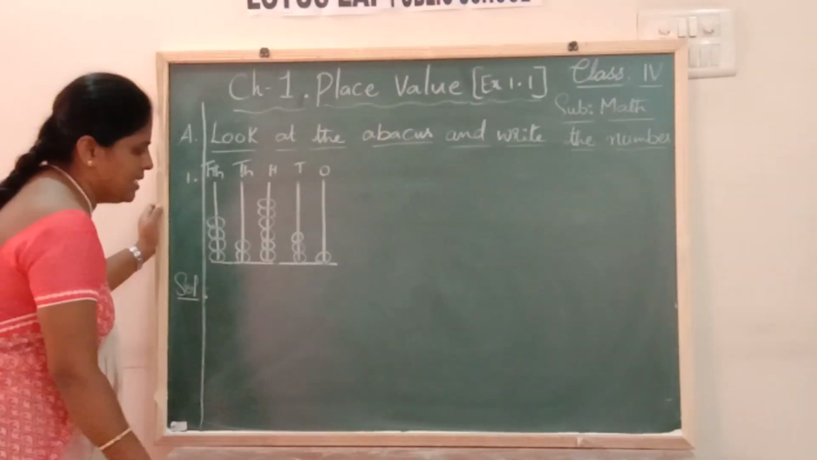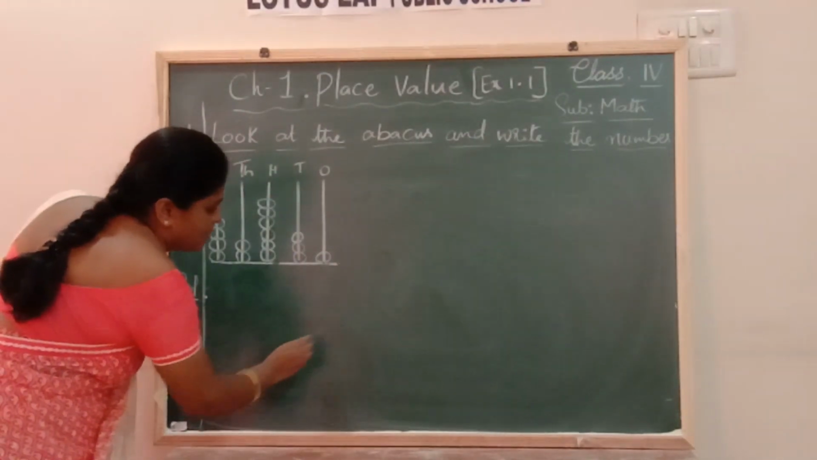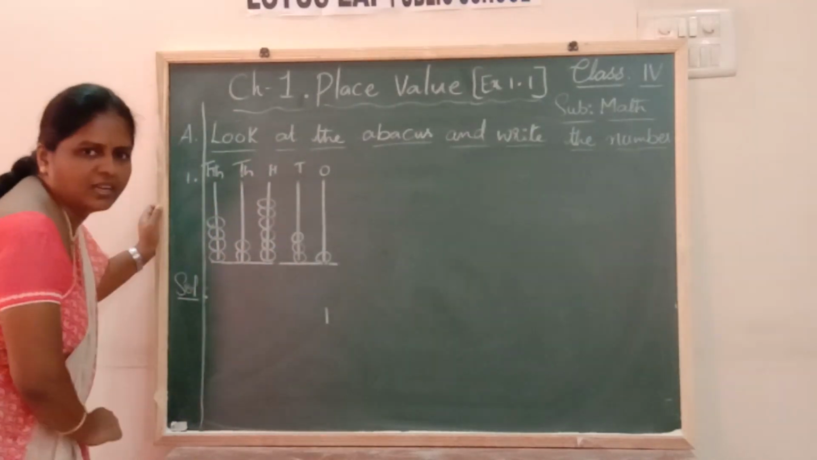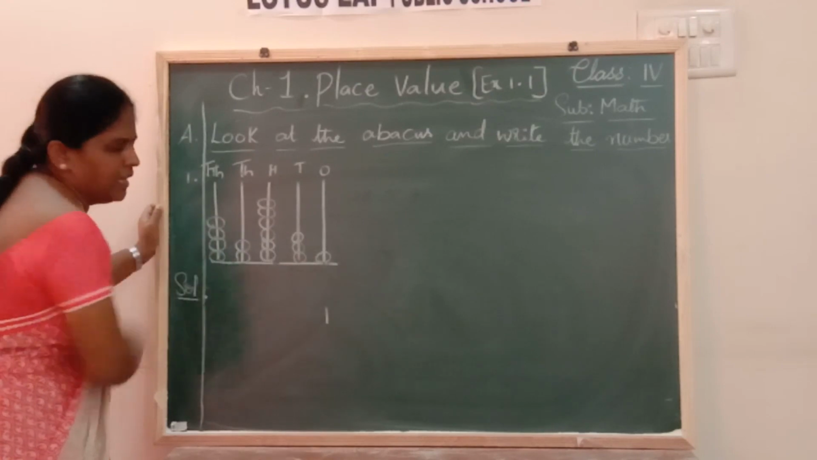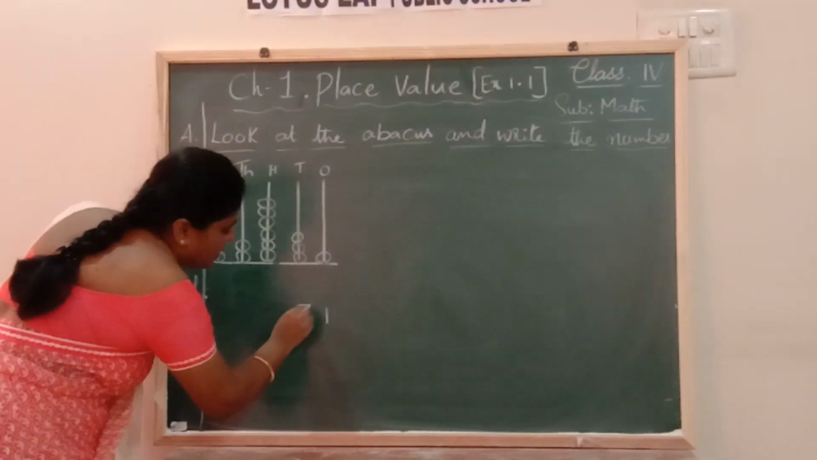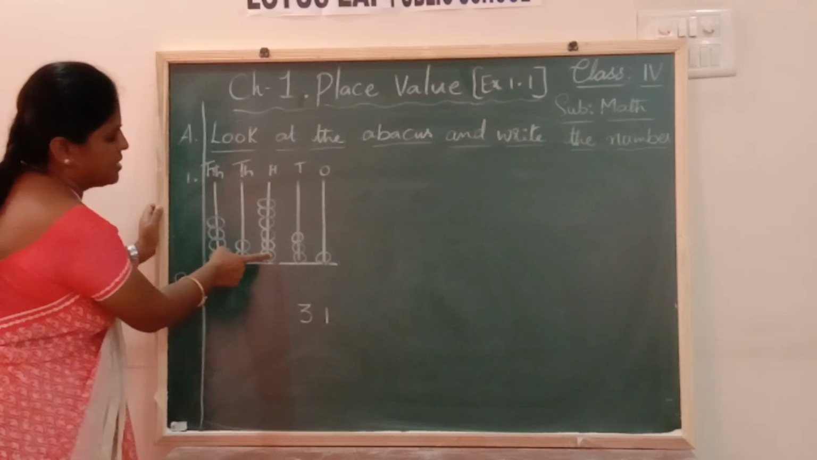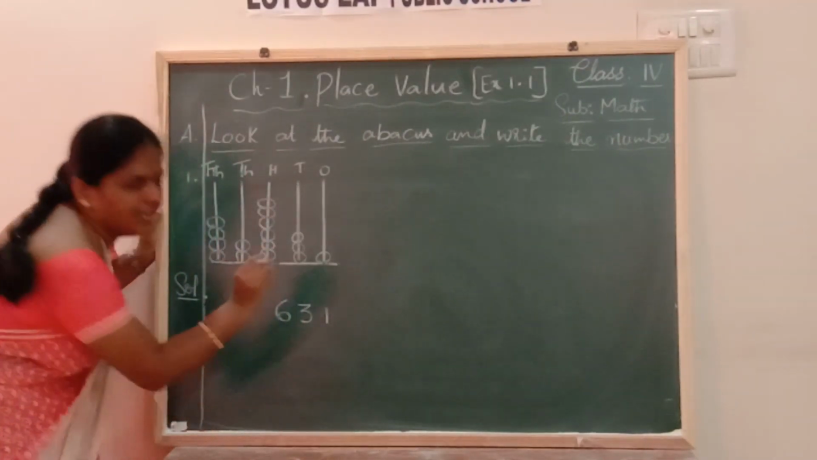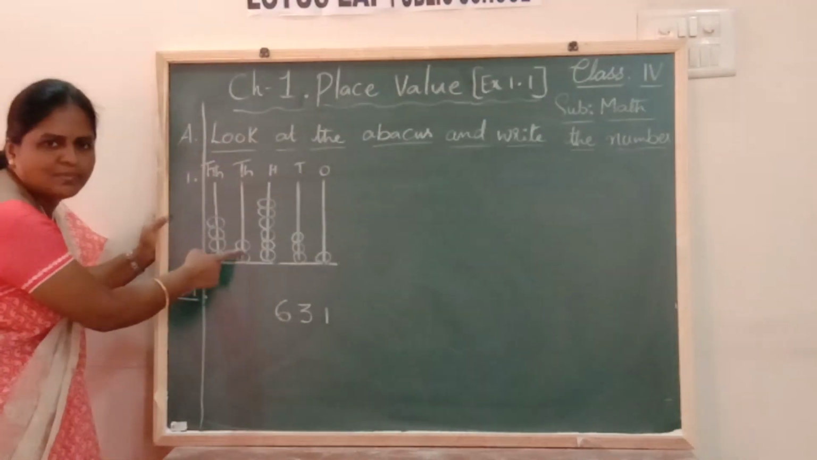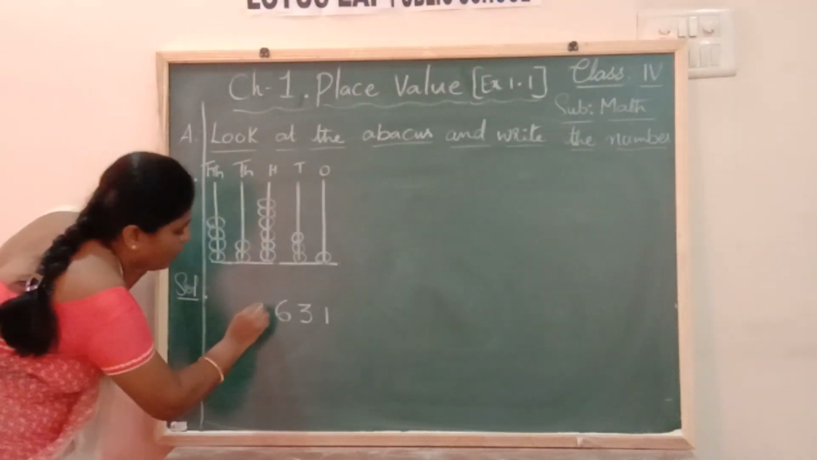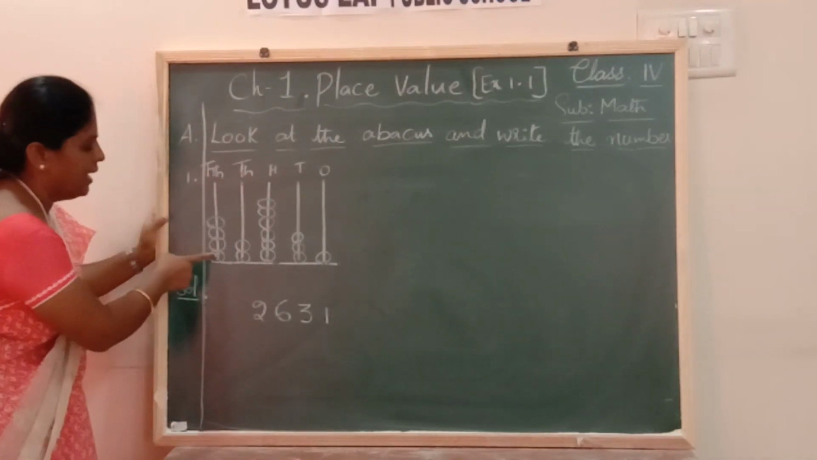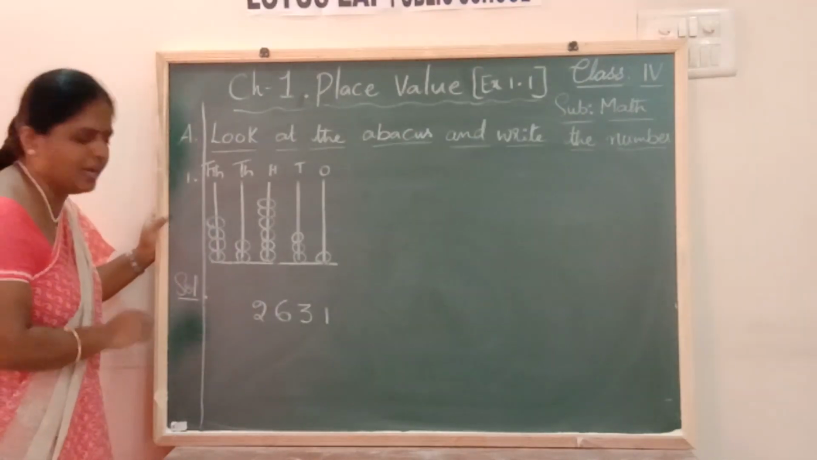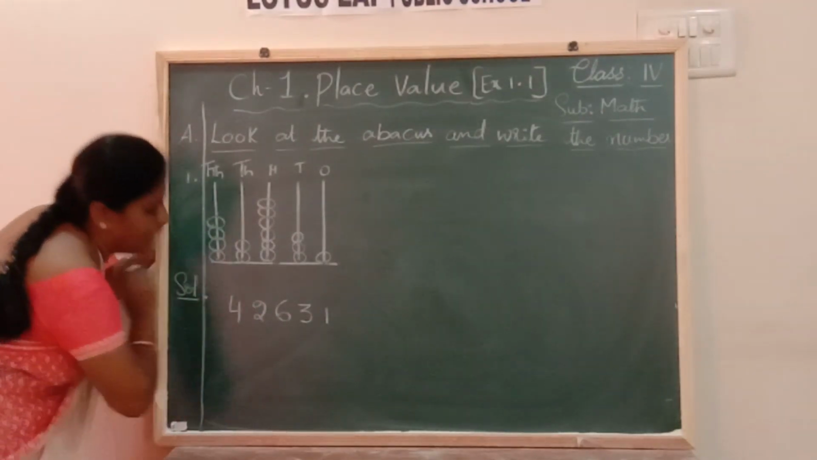How many beads are there in the ones place? Only one bead is there. So what is the digit in the ones place? 1. Next, coming to the tens place, children, how many beads are there? 1, 2, 3. So the digit in the tens place is 3. Then the hundreds place: 1, 2, 3, 4, 5, 6. So 6 in my hundreds place. Next, the thousands place: 2 beads. So 2 in my thousands place. And then the last, the 10,000s place: 1, 2, 3, 4, 4 beads are there. So 4 in my 10,000s place.